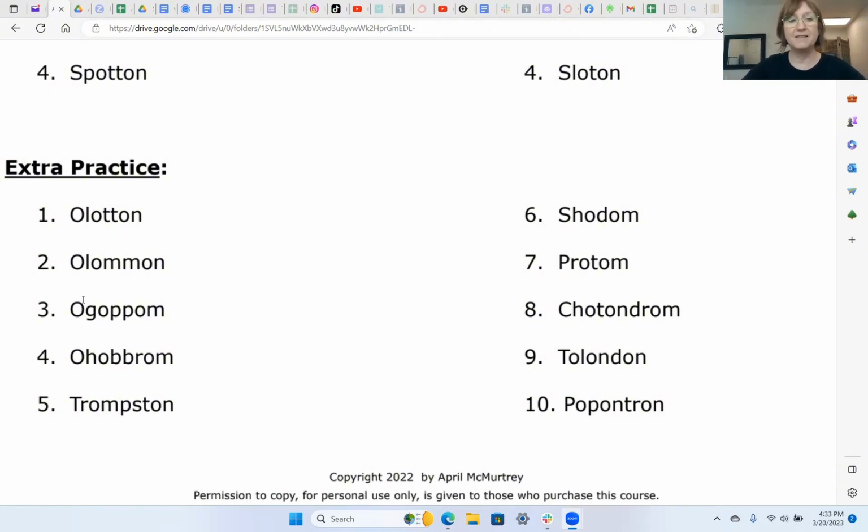Number 3, same with this one. Ogapam. Ogapam. And you'll notice in real life, O-N and O-M come at the end of a lot of words. And when they do, those O's are going to say the schwa sound. Number 4, ohabram. Ohabram. Number 5, trompston. Trompston.